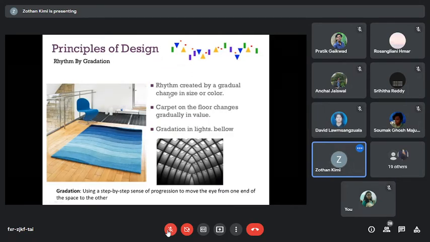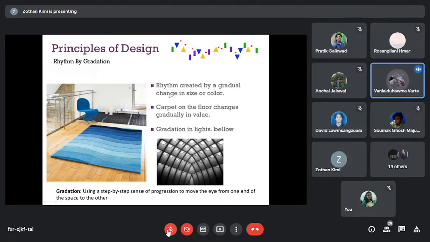Gradation. Rhythm created by gradual change in size or color. Carpet on the floor changes gradually in value. Gradation in light below. And lowest, the explanation of this gradation on the bottom. Using a step-by-step sense of progression to move the eye from one end of the space to the other.